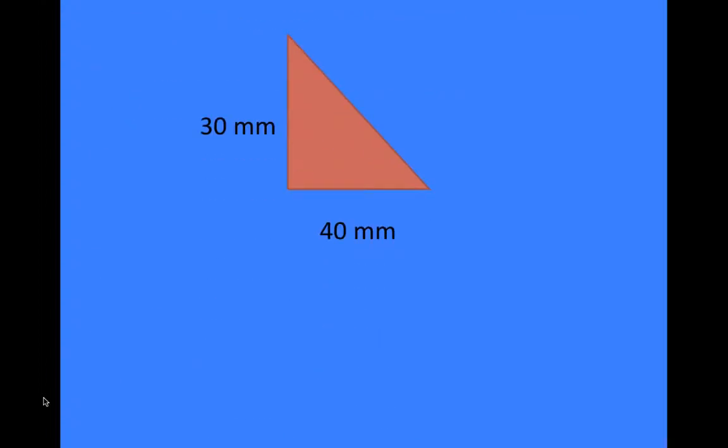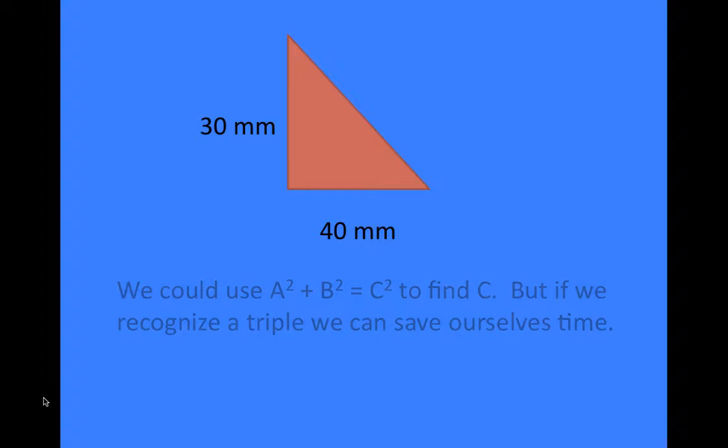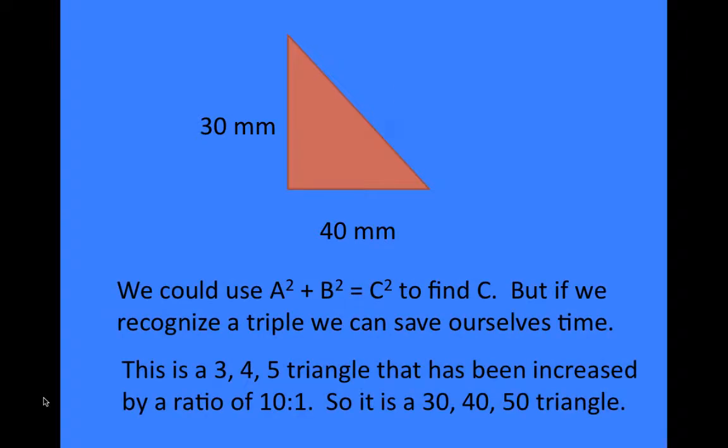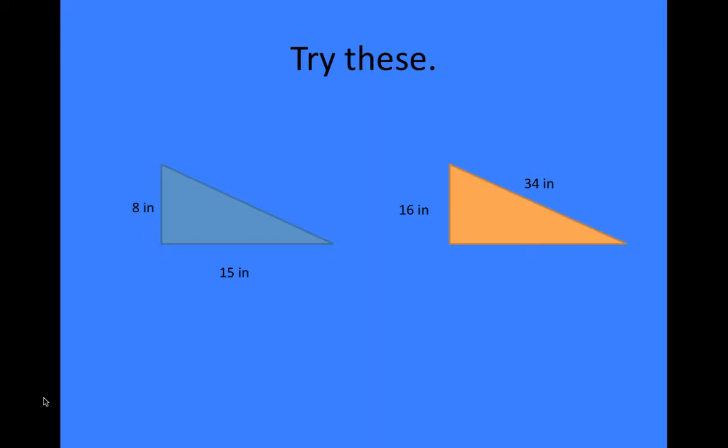For example, we have 30 squared plus 40 squared is going to give us 50 squared. So 30, 40, 50 is a Pythagorean triple, and the ratio is 10. I'll multiply 10 by each side. Try these two.